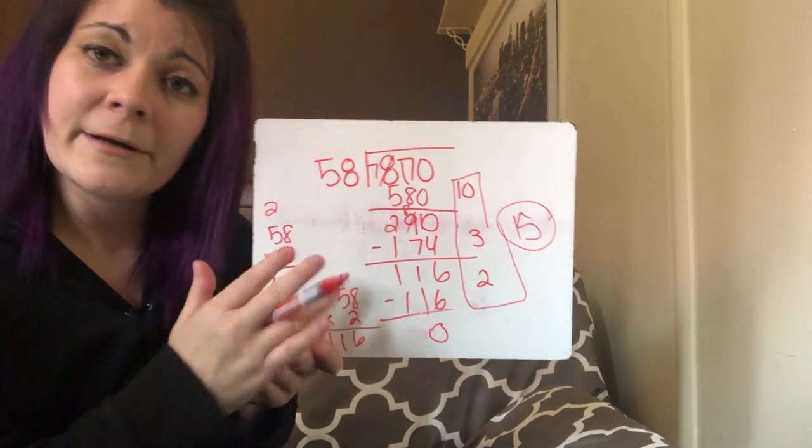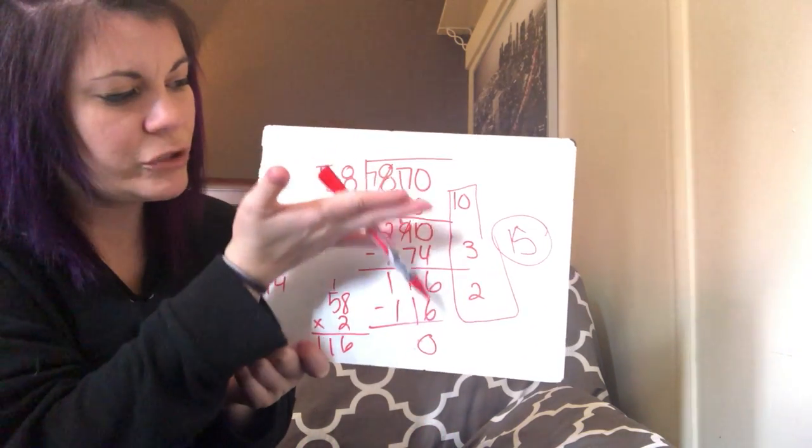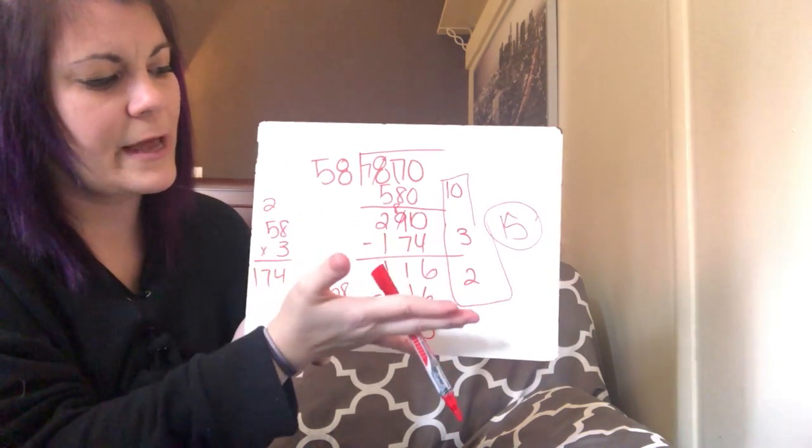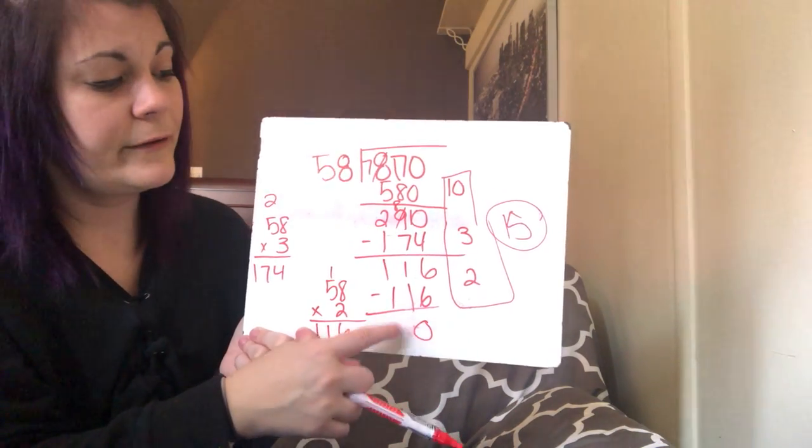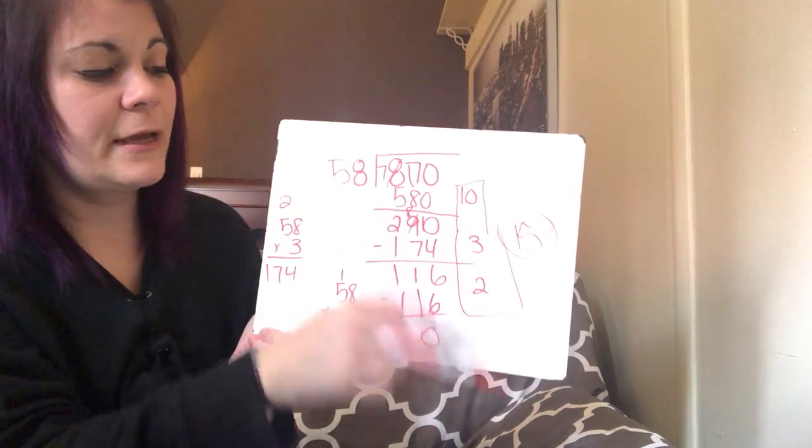So it really doesn't matter how you approach this as long as you continue to bring this number down and you're trying to get it to 0. You're trying to get it to 0, or you're trying to get it below 58 so you know you have a remainder.